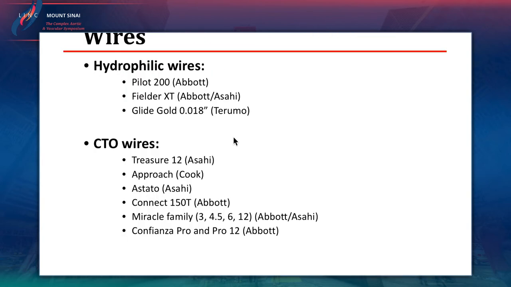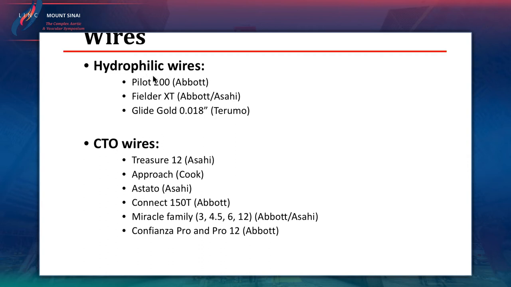Regarding the wire choice, honestly, we can have a three-hour talk on wires and the gram tip and different hydrophilic, jacketed, CTO, and those things. I'm just giving you what I use. In my opinion, you just need 2-3 wires of each category, and you can get across most of these lesions based on the approaches we discussed, antegrade, retrograde, and those kind of things.